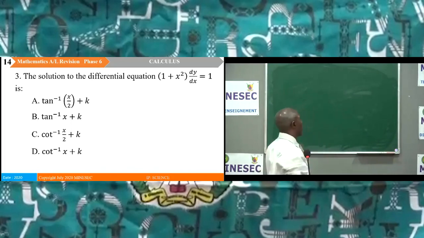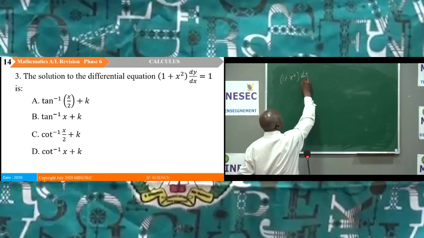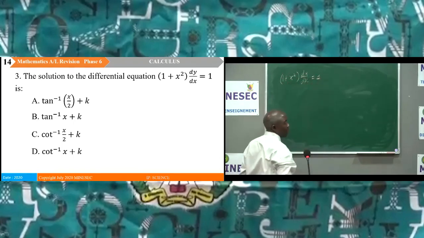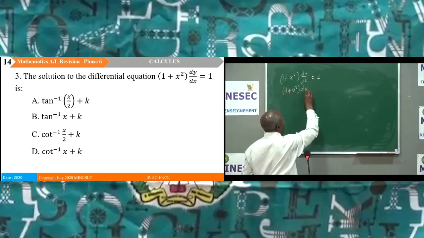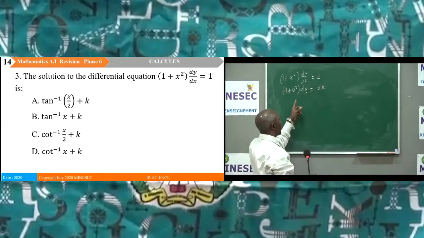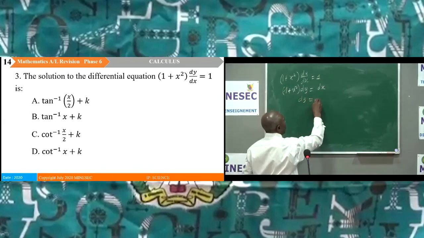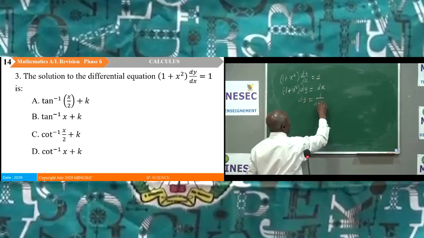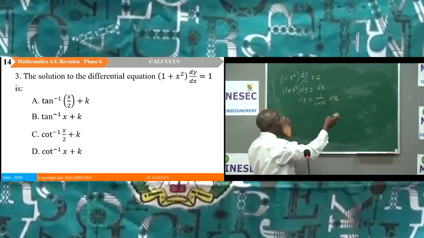Separating the variables, we have (1 plus x squared) dy/dx equal to 1. The first thing we have is 1 plus x squared dy equal to dx. And from here, making dy the subject, we have dy equal to 1 on 1 plus x squared dx. And now we integrate both sides.